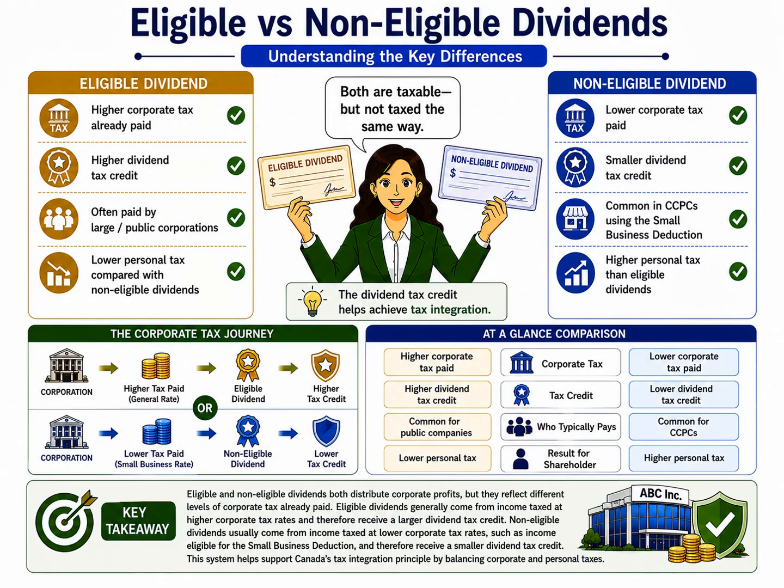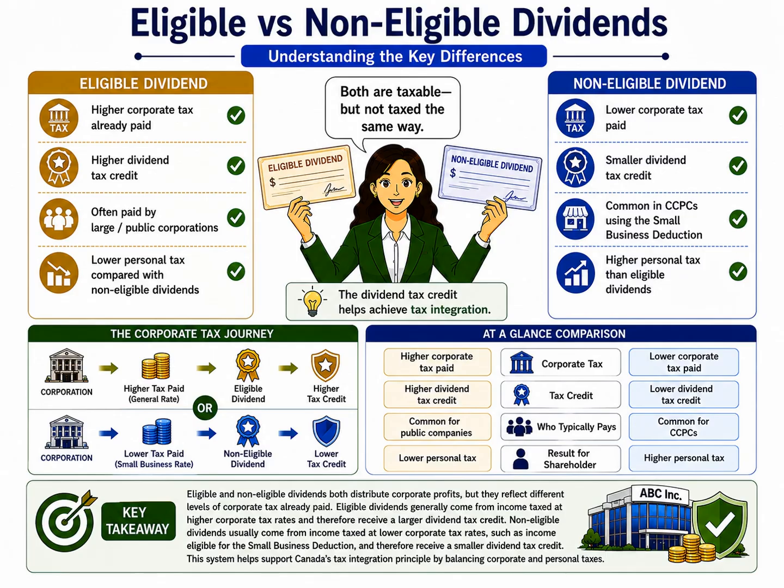The corporation determines the dividend type based on how the underlying income was taxed. Once the dividend is designated as eligible or non-eligible, the shareholder reports it accordingly on their personal tax return. The key takeaway is that both eligible and non-eligible dividends are taxable distributions of corporate profits, but they exist to reflect different levels of corporate tax already paid.